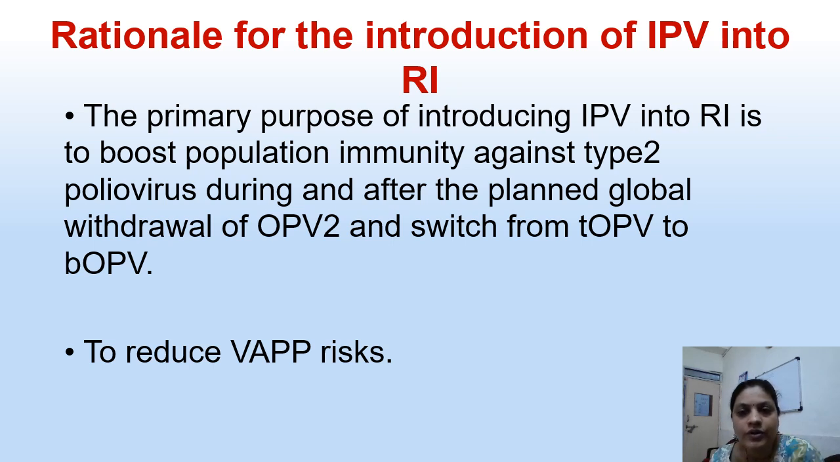What is the rationale for introduction of IPV into routine immunization? The primary purpose of introducing IPV into routine immunization is to boost the population immunity against the type 2 poliovirus during and after the planned global withdrawal of OPV2 and switch from TOPV to BOPV. Since IPV contains all three strains of the killed virus, it is essential that we introduce IPV in the primary immunization before we switch from trivalent to bivalent OPV, so that the children develop immunity against the type 2 poliovirus. This is to reduce the VAPP risks.